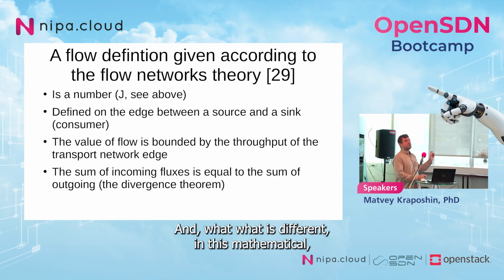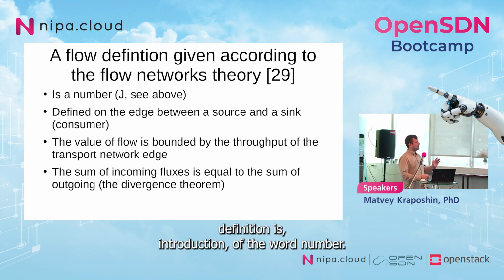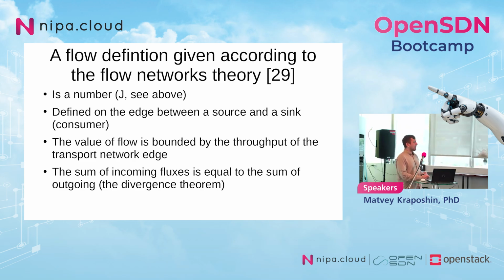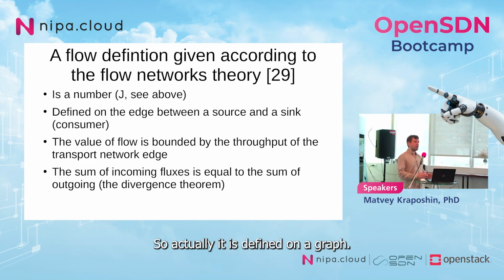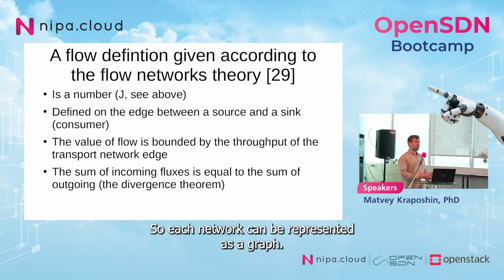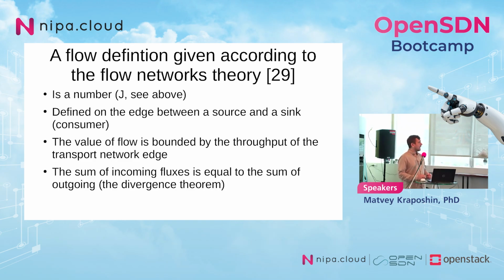And what is different in this mathematical and rigorous definition is the introduction of the word number. So actually, flow is a number. And it is defined on the edge between a source and sink. So actually, it is defined on a graph. Each network can be represented as a graph. Each vertex can be regarded as a source or sink.